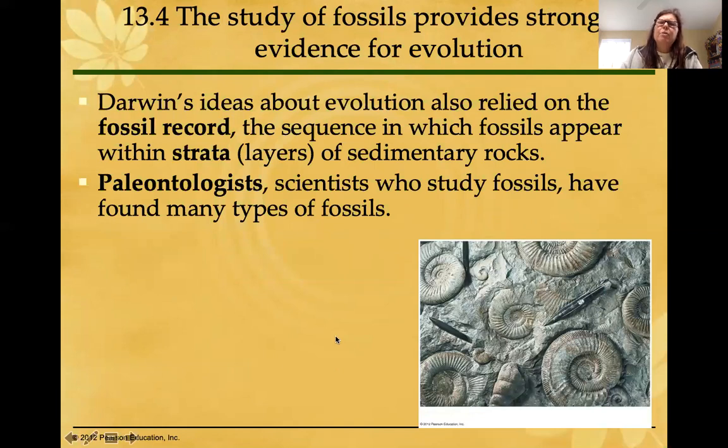Darwin's idea about evolution also relied on fossil records. We know the sequence in which the fossils appear within the strata of sedimentary rock, so we can look at that. We can see the older fossils are lower in the sedimentary rock. The newer species are on top. Paleontologists study these fossils all the time. They give us a lot of information about the anatomy, physiology, and the time period in which those organisms lived on our planet.